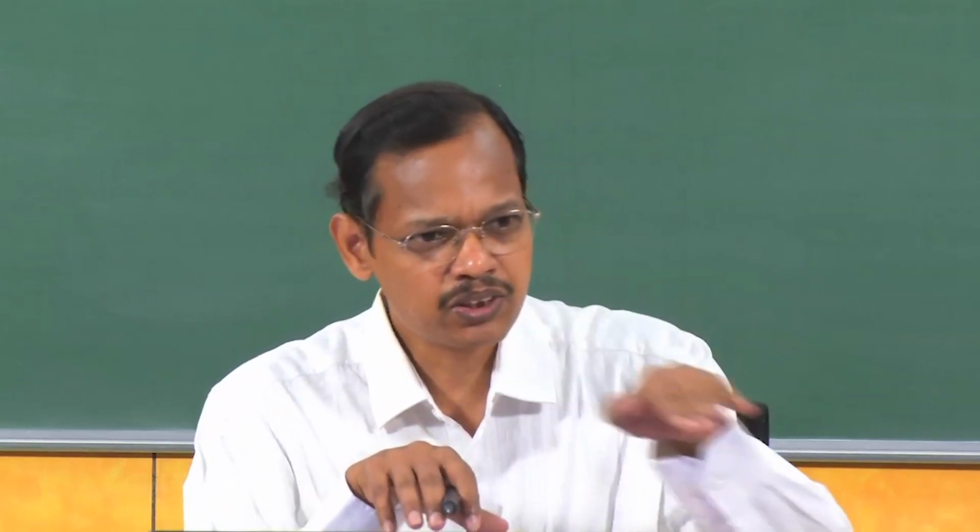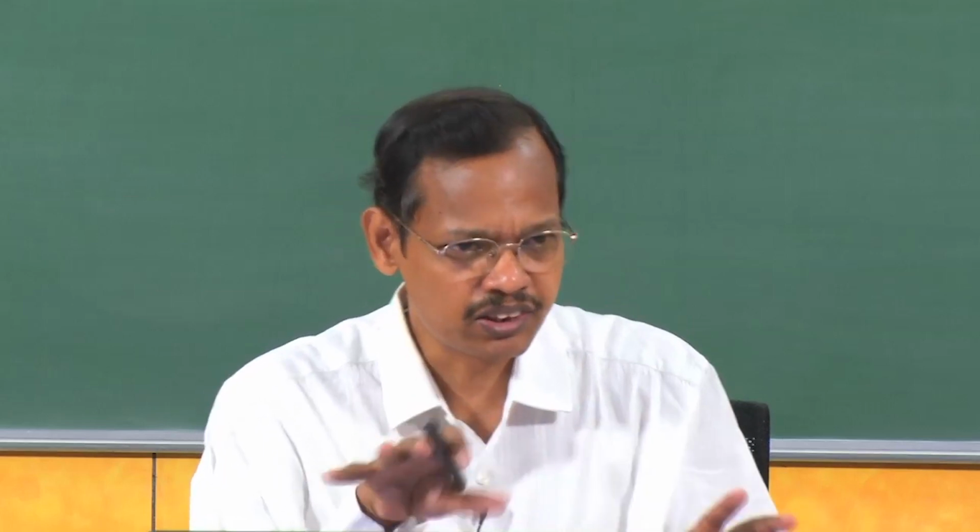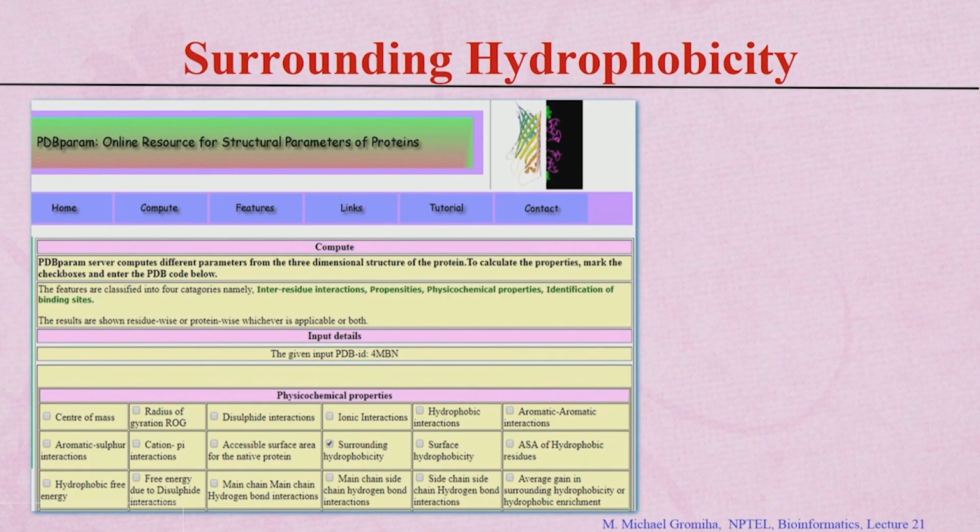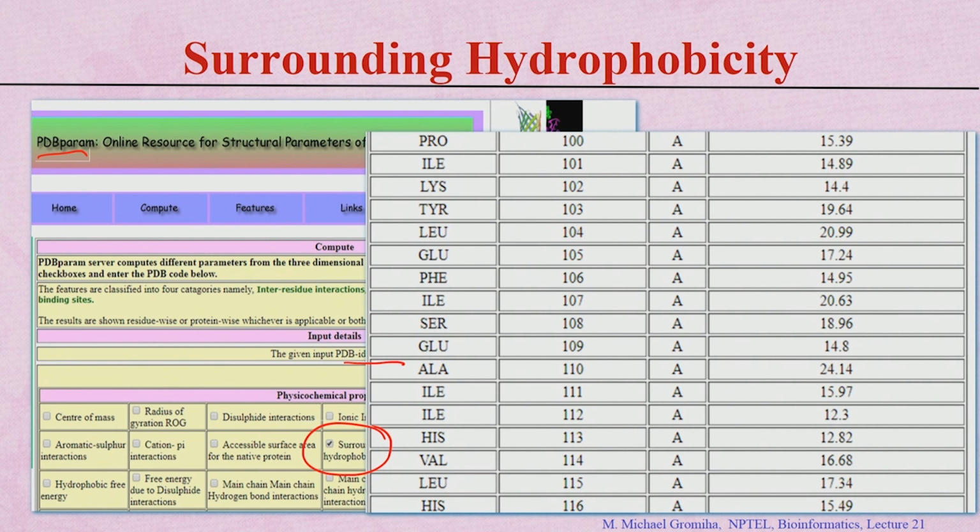So, in this case if we take a protein, the values for the same residues at different positions are different. So, we can use this PDB param to obtain the surrounding hydrophobicity. Just go to PDB param, which I discussed in the earlier classes, and give your input protein name, the protein whose residue hydrophobicity you want to identify. Here the PDB ID is for MBN, myoglobin, and you have to click on surrounding hydrophobicity.